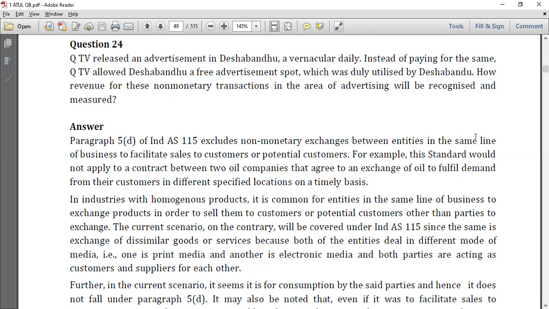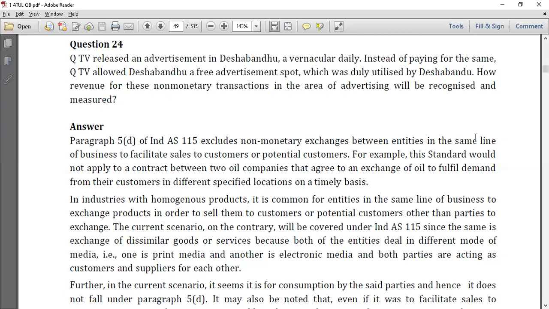the current scenario, on the contrary, will be covered under Ind AS 115. How? Since it is an exchange of dissimilar goods and services, because both of the entities deal in different modes of media. One is print media and the other is electronic media, and both parties are acting as customers and suppliers for each other.